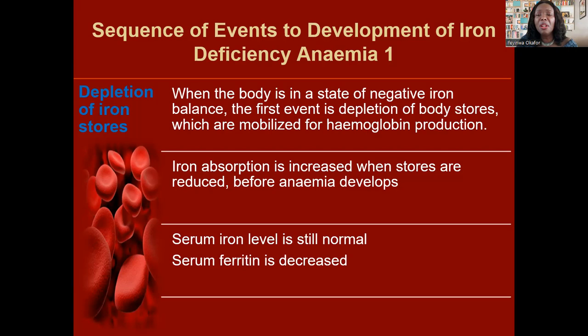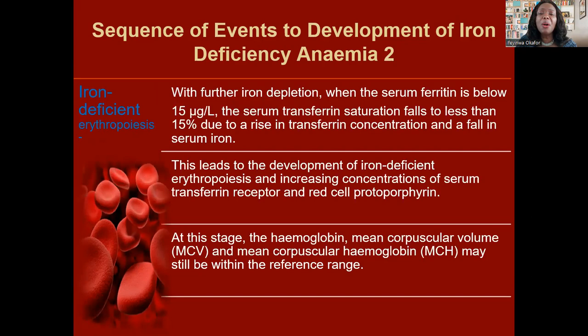Depletion of iron stores. And at this stage, you still have your iron parameters being normal, except serum ferritin. The serum ferritin will not be normal at this stage because the body is making use of stored iron. The next thing that will happen is iron deficient erythropoiesis.